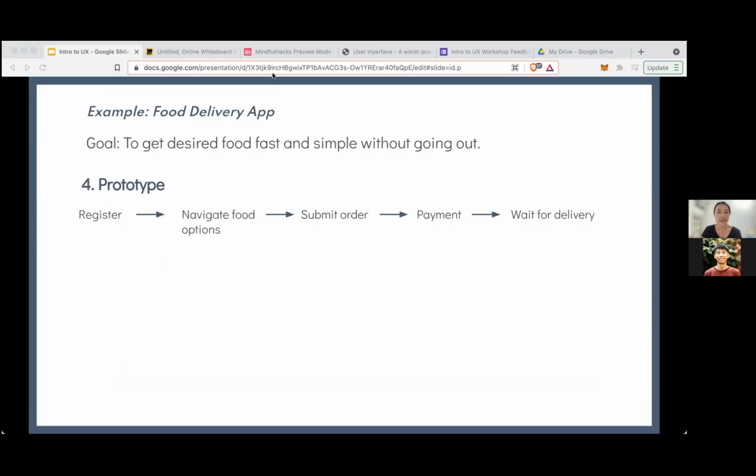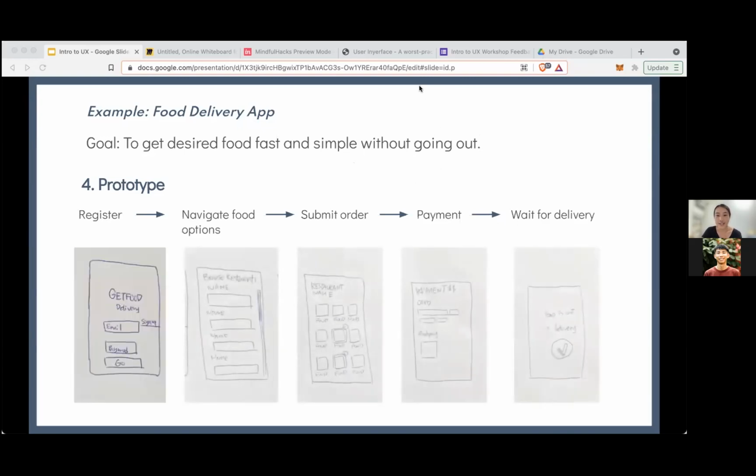Another example is a food delivery app. Let's say the purpose of the food delivery app is to get desired food fast and simple without going out. The prototype that this designer made is this app process. In this process, first the user registers for the app, then navigates around the food options, submits an order, pays, and then waits for delivery at home. So this is the paper prototype that the designer drew.